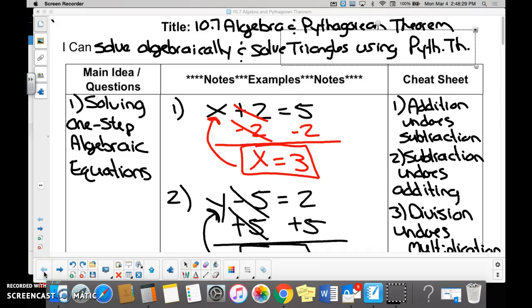10.7 Algebra and Pythagorean theorem. I can solve algebraic equations and solve triangles using the Pythagorean theorem.